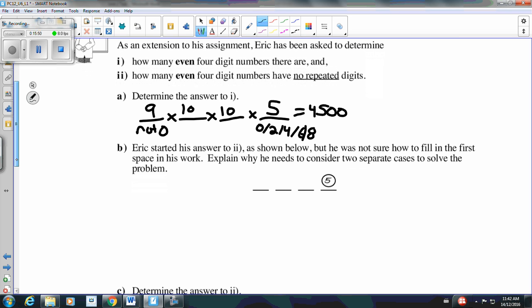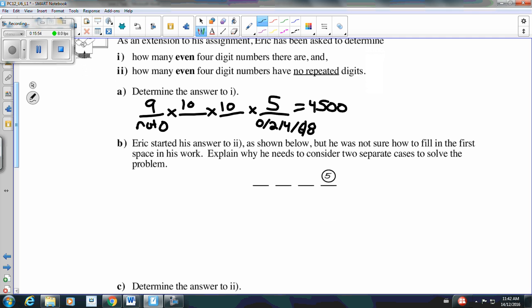For B, Eric started his answer to I as shown below, but he was not sure how to fill in the first space in his work. Explain why he needs to consider 2 separate cases to solve the problem. Remember that now we can't repeat. In the original problem, we had 5 choices here, 1, 3, 5, 7, or 9, so I used up 1 digit there, plus this one can't be 0. However, when we're working with even numbers, there is the possibility that 0 is our last digit, which means if 0 is the last digit, we still have 9 choices for the first one.